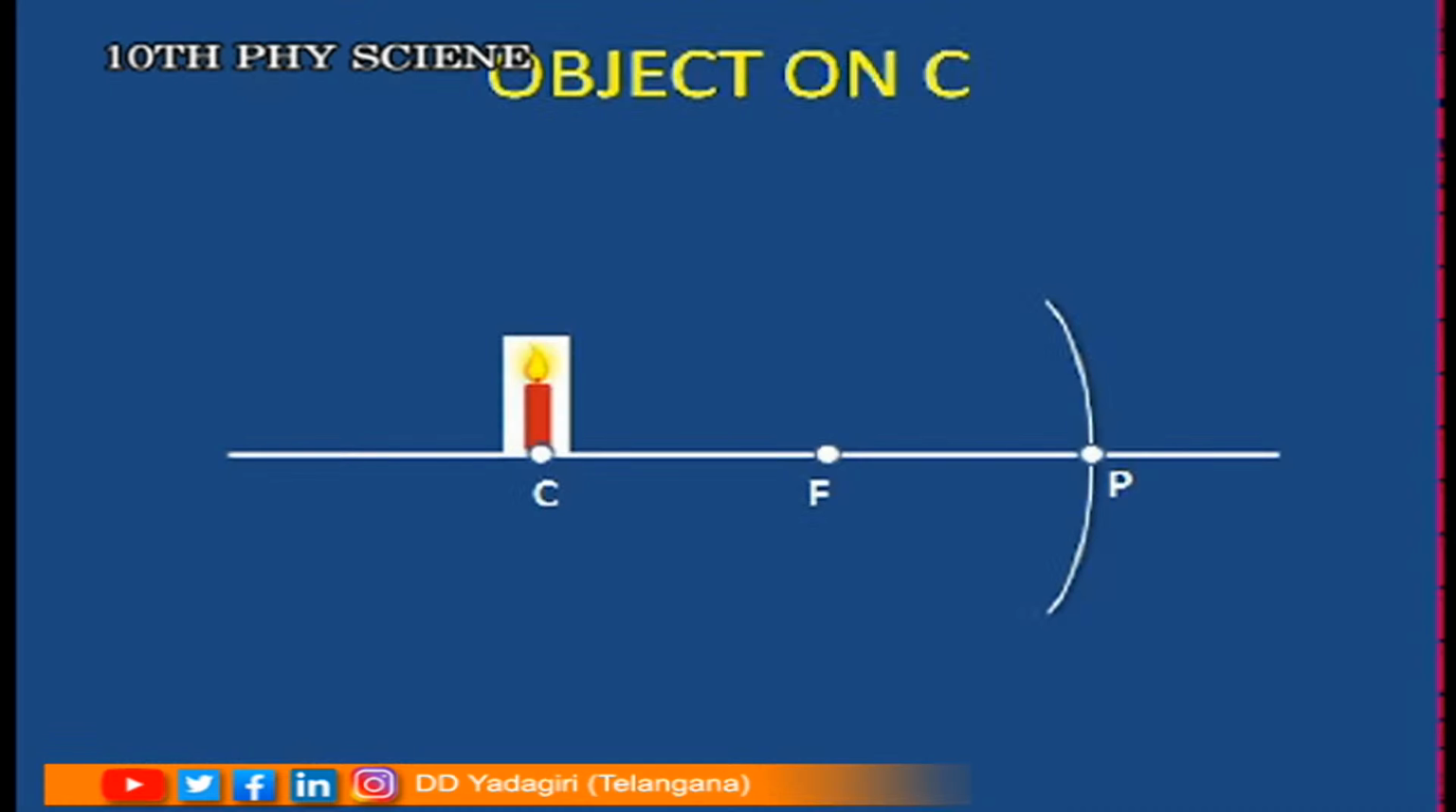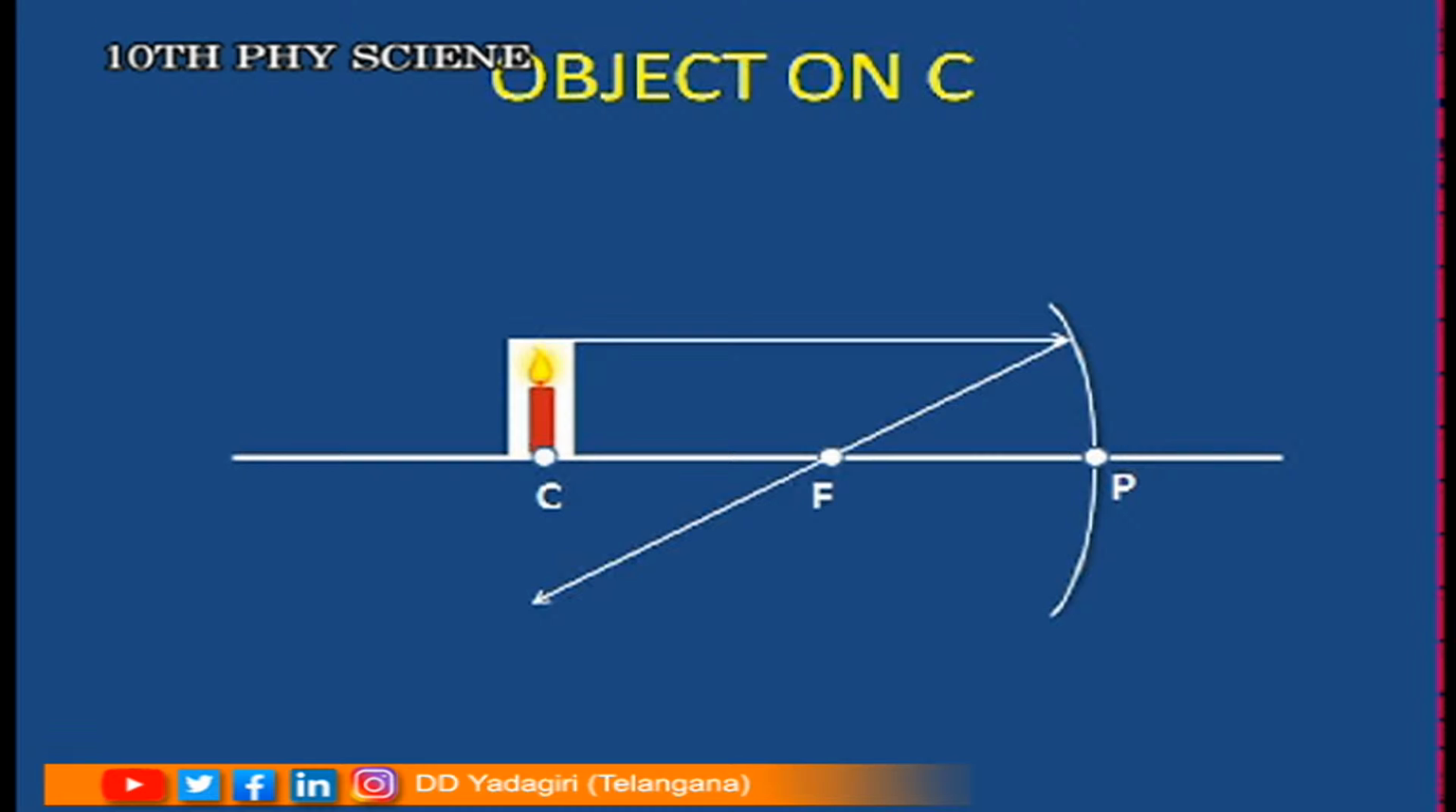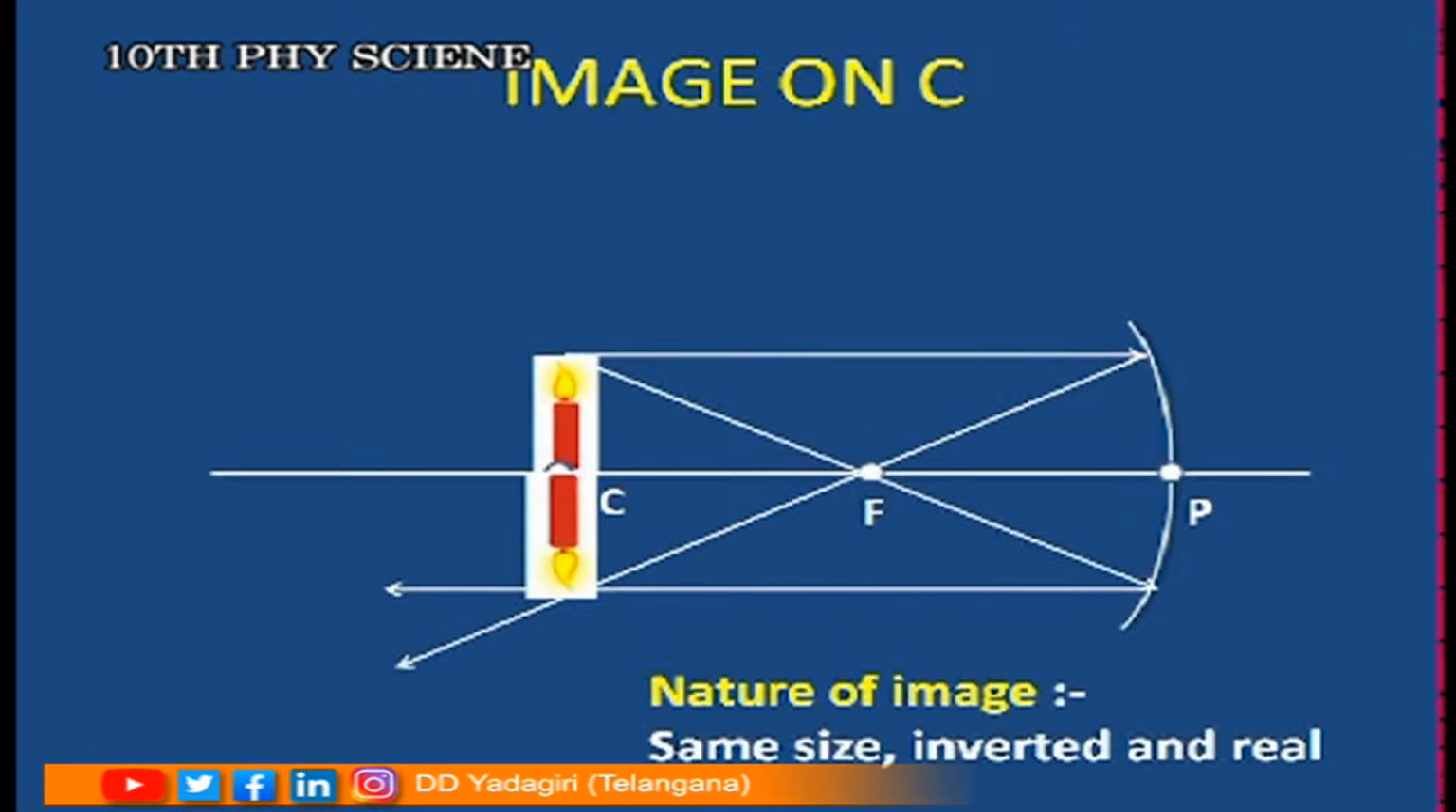Now, we will shift the object to C. Children, the object on C, according to the experiment, is at 40 centimeters. Now, we will see where we are getting the image. The principal axis, pole, focus, center of curvature. The object is placed on the center of curvature. A ray parallel to the principal axis, how does it pass? It passes through the focus of the mirror. Now, a ray passing through the focus of the mirror.